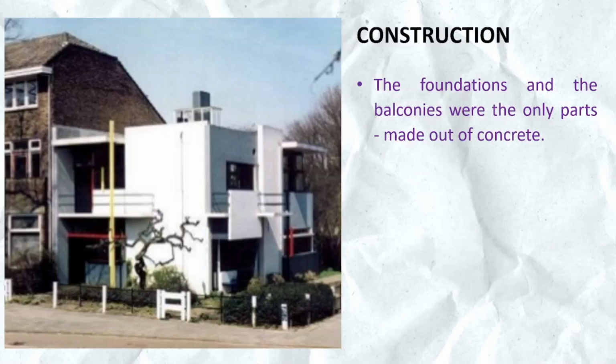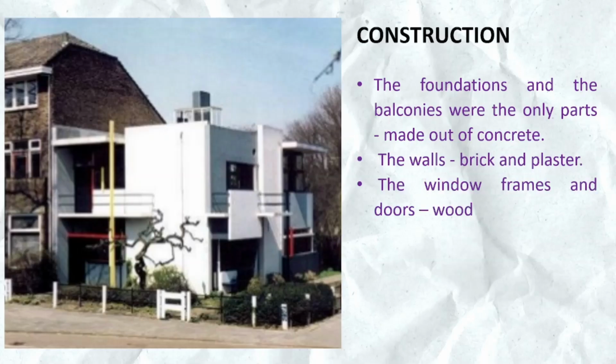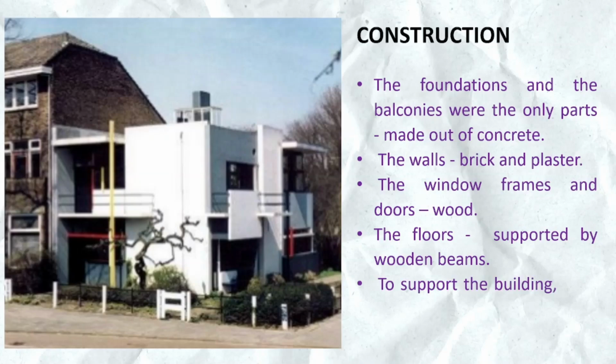building, that's the walls, being made with brick and plaster, the window frames and doors made from wood, the floors being supported with wooden beams at the bottom, and then to support the building, steel girders with wire mesh were used. So this two-story house contains a transformable kitchen, dining, living area, studio space, and reading room on the floor, as we have seen in the earlier plan.